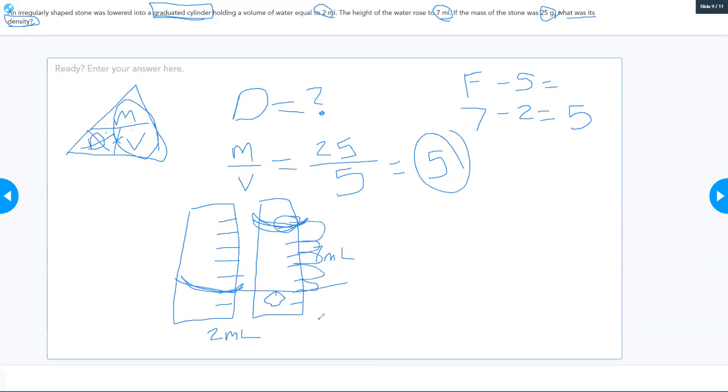1, 2, 3, 4, 5. The water level rose 5 milliliters, meaning that is your volume, okay? Please do that right. I noticed a lot of you did it wrong on the exit ticket. It's gonna get you in trouble if you don't. Okay, clear drawings. Let's do the next one.